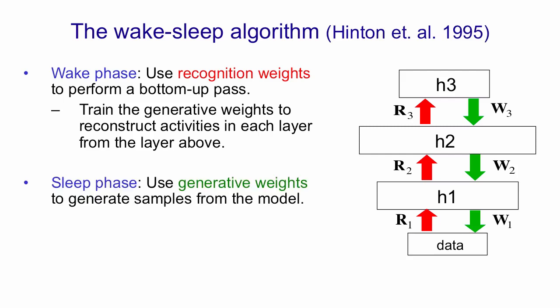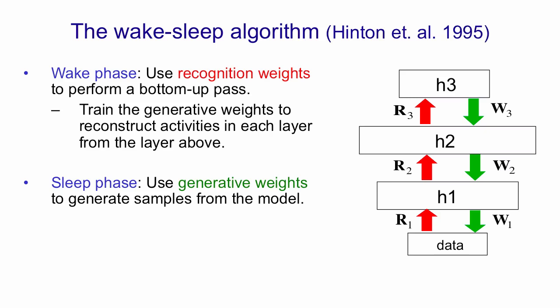In the sleep phase, you do the opposite. You drive the system with the generative weights. That is, you start with a random vector at the top hidden layer. You generate the binary states of those hidden units from their prior, in which they're independent. And then you go down through the system, generating states for each layer at a time. And here you're using the generative model correctly. That's how the generative model says you ought to generate data. And so you can generate an unbiased sample from the model.